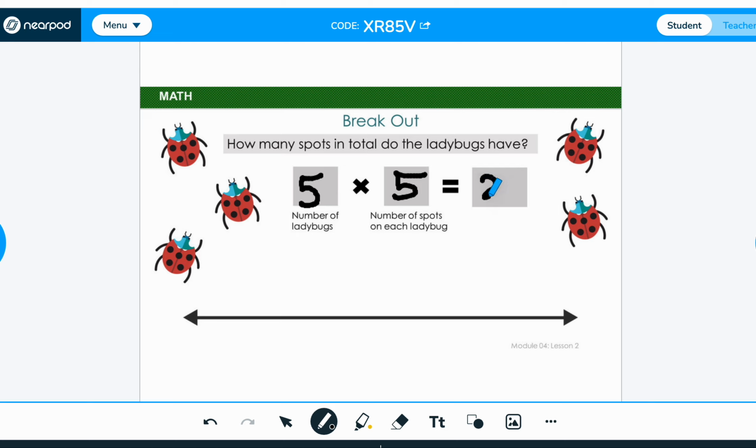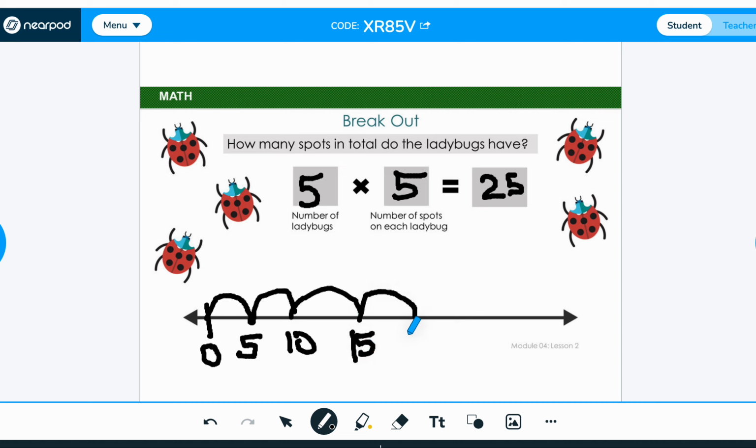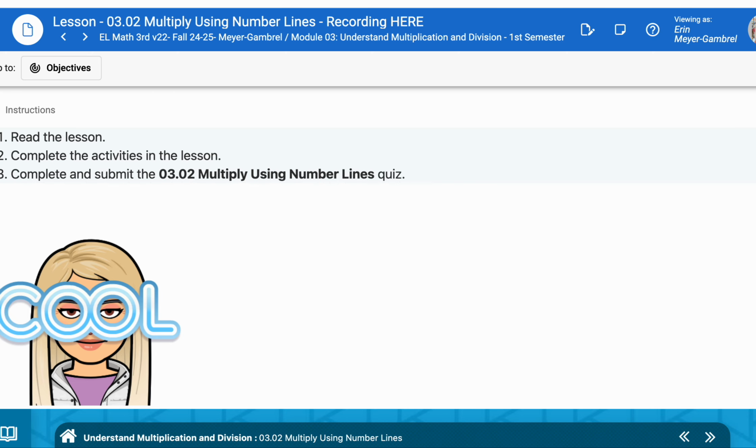So that's saying 25. So this is saying, again, over here on a number line, I'm going to start at 0. Here's a group of 5. My next one's going to be a group of 10 on a number line. Then I'm going to get 15. Then I'm going to get 20. Then I'm going to get 25. Woohoo!